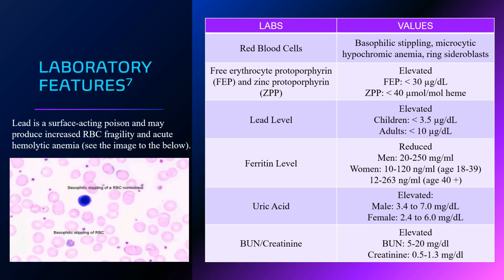The zinc protoporphyrin, ZPP, is also where the lead interferes with the normal process of heme synthesis in the red blood cells. This will prevent iron from properly integrating into the heme molecule, and then it causes an accumulation of zinc protoporphyrin, and then we'll also, of course, see elevated levels of lead.